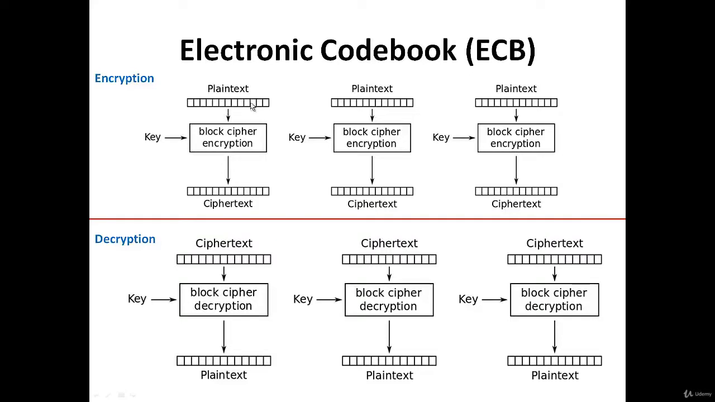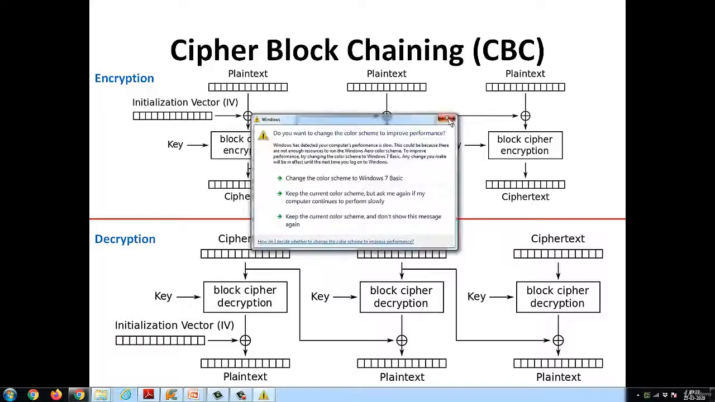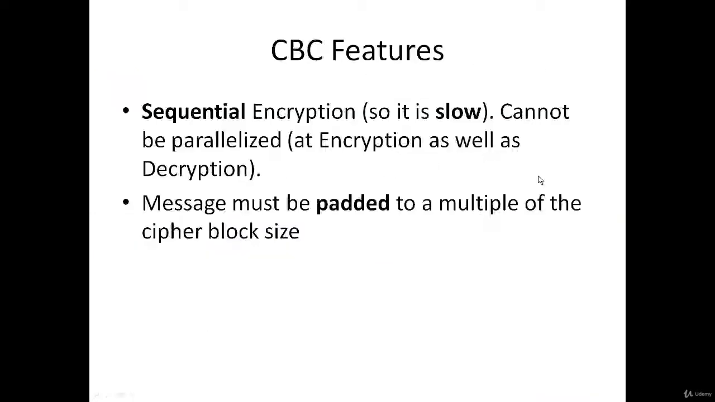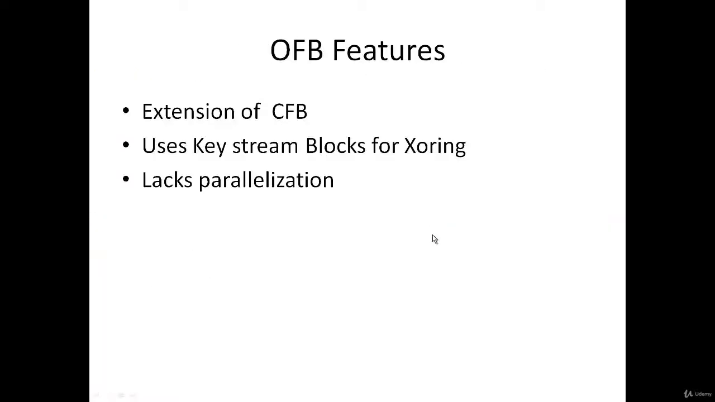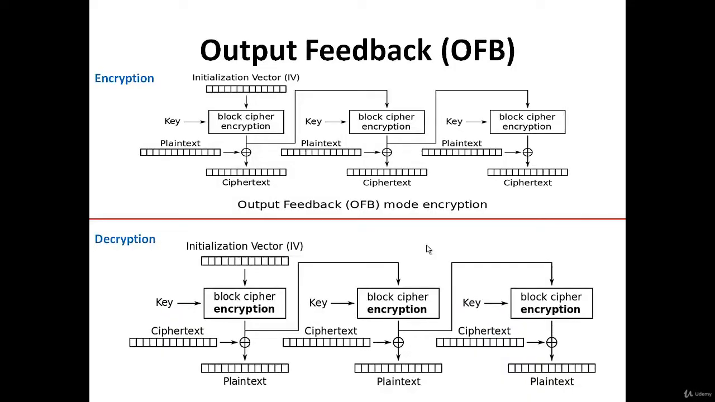Here in this example we have a plain text size of 3n and a block size of n. So the first n gets encrypted, the second n gets encrypted, the third n gets encrypted. Same thing is happening in the others also. The entire plain text is broken into blocks. The first n bits of plain text form the first block, the second n bits form the second block, the third n bits form the third block, and each one goes separately into the block cipher encryption scheme. So these are the different methods of block operations. See you in the next lecture.